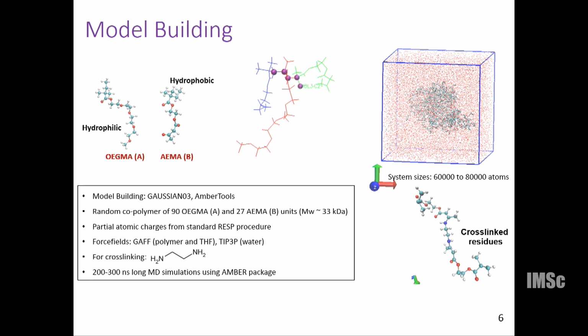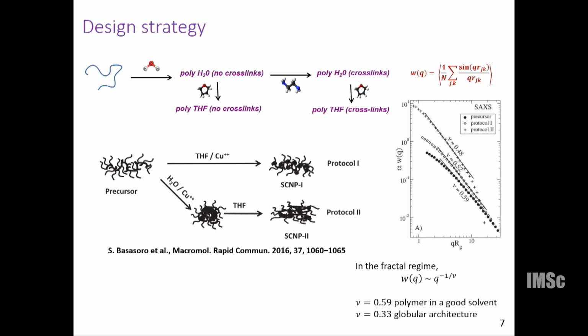But in XLeap there is a way to even crosslink the units. You can define head and tail again and make a crosslink between them with a different entity, which is basically ethylene diamine here. I'm just showcasing what the Amber package can do. So we have built our systems in this way, and we followed this strategy to see if we can generate an intrinsically globular SENP. That was the motivation.